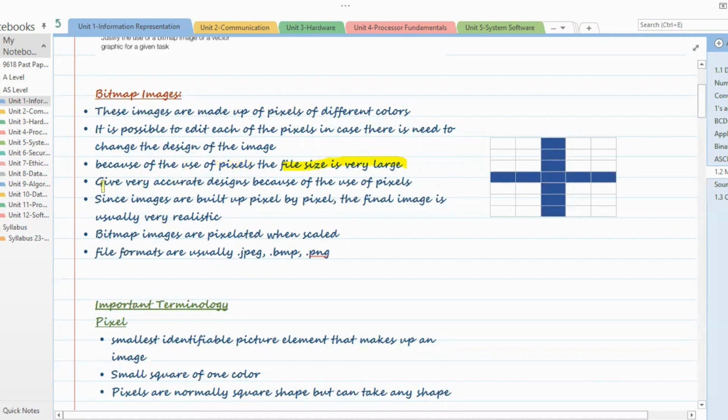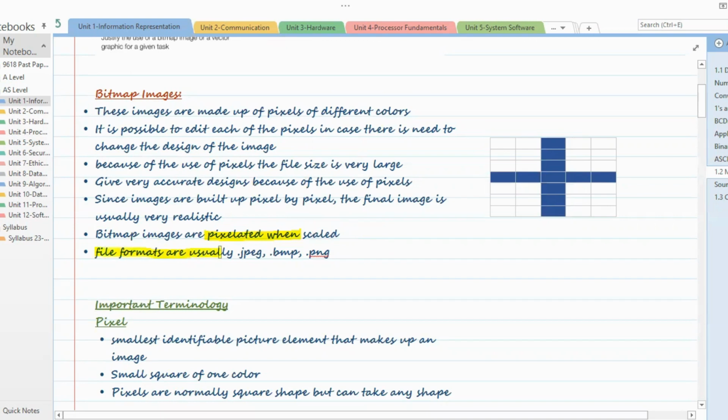However, because a bitmap file is created using pixels, the designs are very accurate, and they are usually very realistic. Now, bitmap images get pixelated when you scale them up, right? You must have seen when you zoom in or zoom out, there is a change in the pixels. You start seeing those square shapes on the image, and the image becomes blurred. That is called a pixelated image. So bitmap images become pixelated.